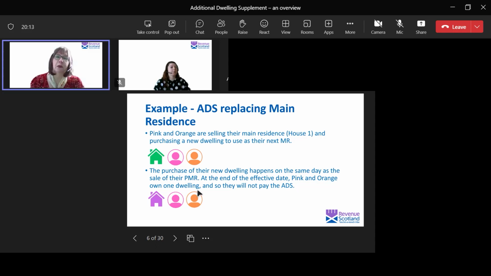So I'm just going to go over a couple of brief basic examples for the ADS just to refresh everybody's understanding of that. So, replacing a main residence. Pink and Orange are selling their main residence, house one, and purchasing a new dwelling to use as their next main residence. The purchase of their new dwelling happens on the same day as the sale of their previous main residence. So at the end of the effective date, Pink and Orange own one dwelling, and so they will not pay the ADS. This is a straightforward transaction with the sale and purchase both taking place on the effective date. No ADS is due.